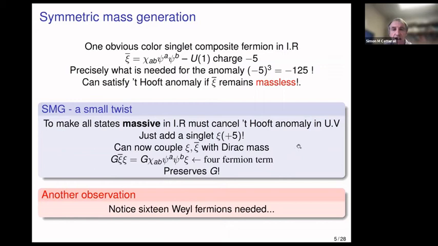All right, so how can I do that? Well, the simplest way in this model to cancel the anomaly in the UV is just to add a singlet with exactly a charge of plus 5. Then if I add up the sum of the cubes of the charges again, I get exactly 0 in the UV, and that's then consistent with 0 in the IR, and that's consistent with the existence of a massive state, because then I can just couple this composite fermion xi bar to this new singlet I just wrote down, this SU5 singlet, just using, if you want, a Dirac mass term.